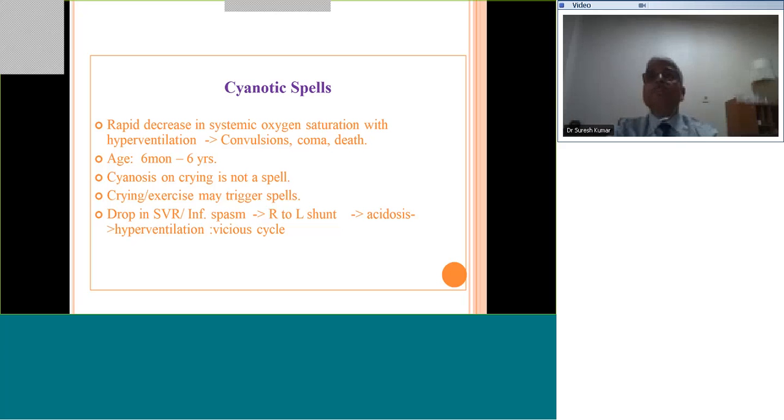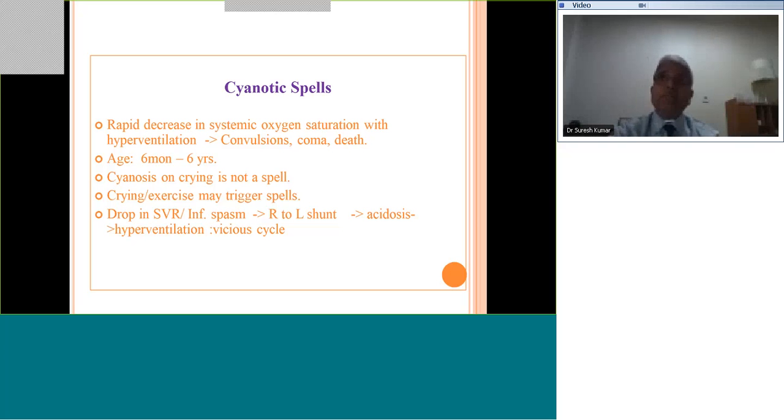This should not be confused with cyanosis on crying. All babies who have cyanosis, the cyanosis will worsen on crying. That is just exercise, the crying-induced cyanosis. The term cyanotic spell should be reserved for a life-threatening episode where there is a dramatic drop in systemic oxygen saturation and is accompanied by hyperventilation. The classical age group is usually 6 months to 2 years. It may extend up to 6 years, but more often it's 6 months to 2 years.